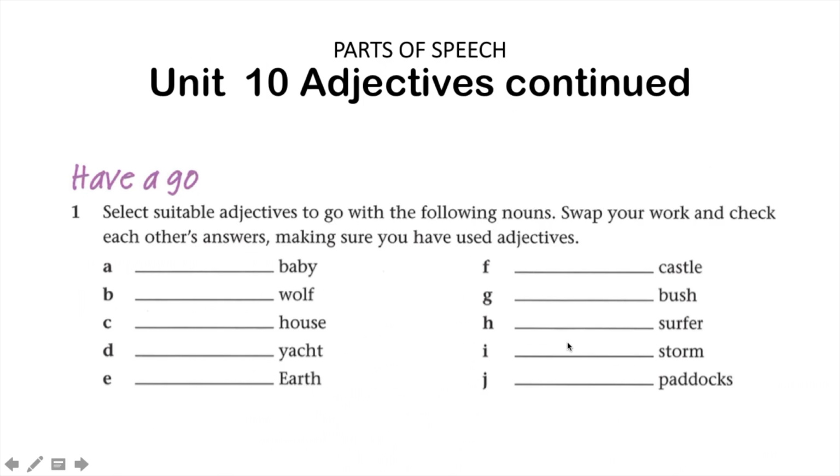The activities are just as straightforward as the explanation I have just provided for you. For this first one, all you need to do is select suitable adjectives to go with the following nouns. Swap your words and check each other's answers, making sure you have used adjectives. Now for this, there's no right or wrong answer because each of these terms could have multiple responses attached to them. So try and be a little creative in your responses.